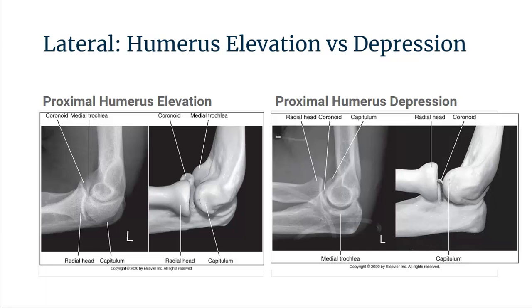Conversely, if the proximal humerus is depressed, the distal capitulum will appear too far proximal in relation to the distal trochlea. In this case, the radial head is then positioned too far anterior to the coronoid process. Ensuring proper humeral positioning helps maintain the accurate anatomic relationships and improves the diagnostic quality of the radiograph.